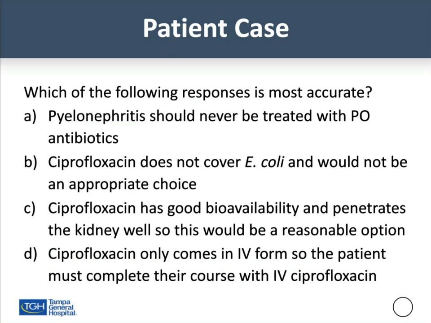Now, you need to pick an oral antibiotic that's susceptible to the organism, but quinolones are a drug class that are very highly bioavailable, so great choice to be picking to send the patient home. Cipro does cover E. coli. Now, if it's resistant, that's a different story. But at baseline, wild-type E. coli, certainly quinolones can cover that. And then choice D, Cipro does come IV. So that's just incorrect because it's available as an oral tablet.